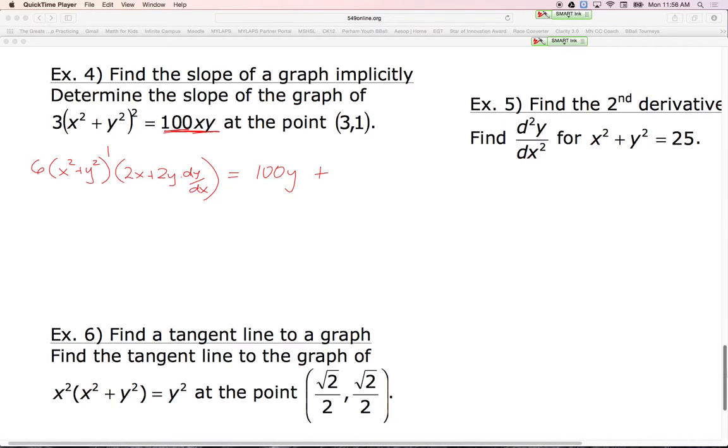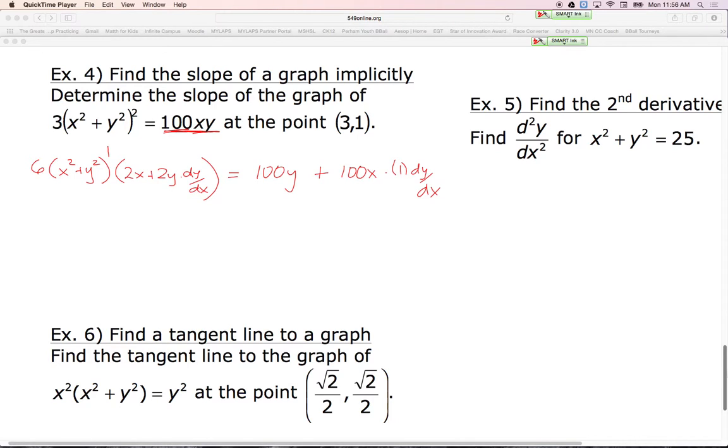Plus 100x times what? 1 dy/dx. So the derivative of the first times the second plus the first times the derivative of the second, depending on the order of how you want to do the product rule. Now, is everybody okay with that so far?